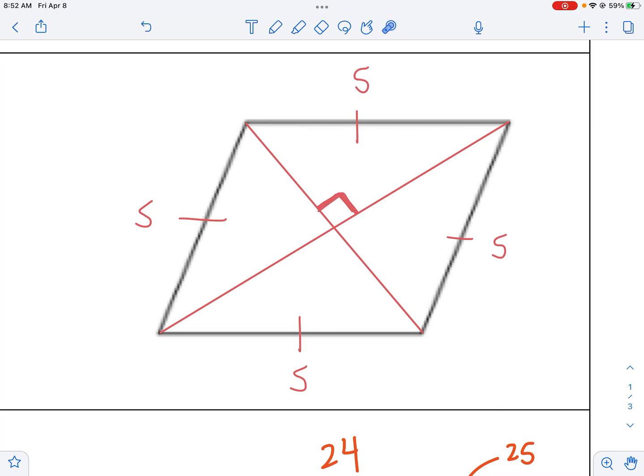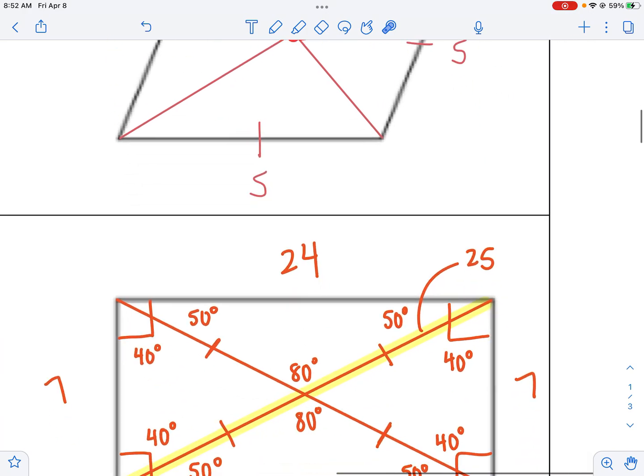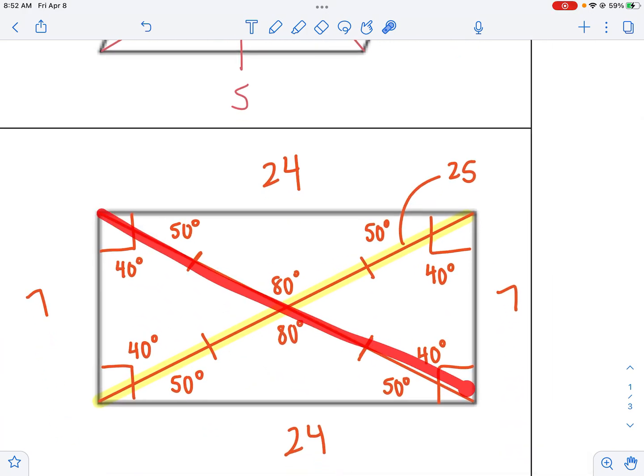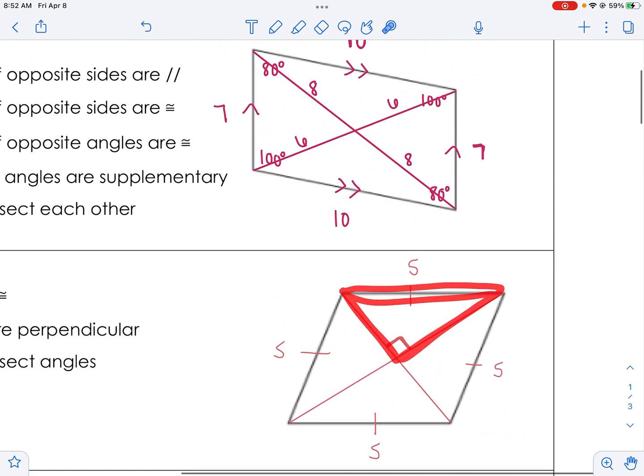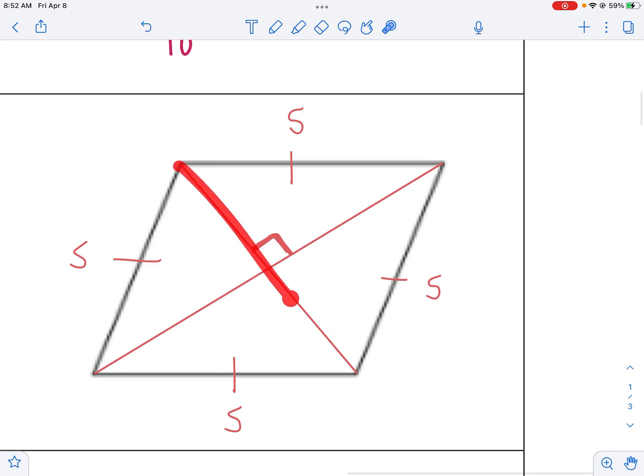So what we have here in this rhombus is all of these right triangles. Now, we had right triangles in a rectangle as well. We did not have right triangles in a parallelogram, but we do have right triangles in a rhombus. Whenever we draw in those diagonals, we have 90 degrees, which creates our right triangles. Now, the key features of the rhombus are the 90 degrees and that all the sides are congruent. And then once they start giving us more information, we can fill in from there.